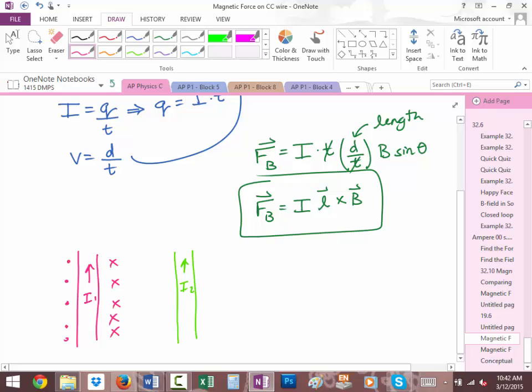It'll be the same thing for I2. It will be the same because I is in the same direction, right? Do they have the same current difference? I'm not assuming that they're the same, so let's say they're different. We don't really know, but we'll just go.